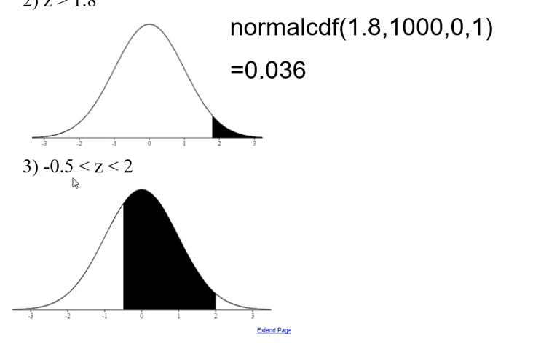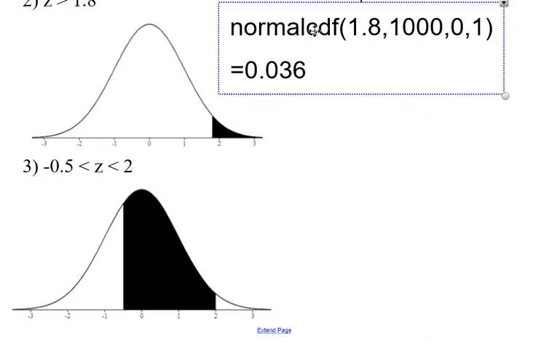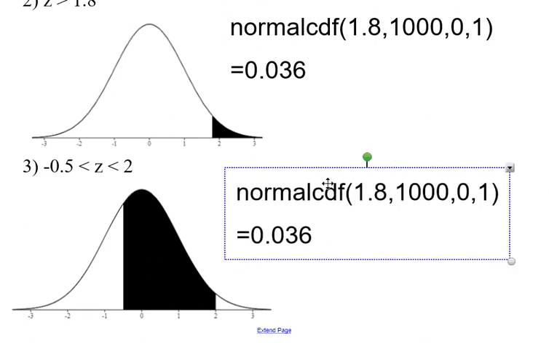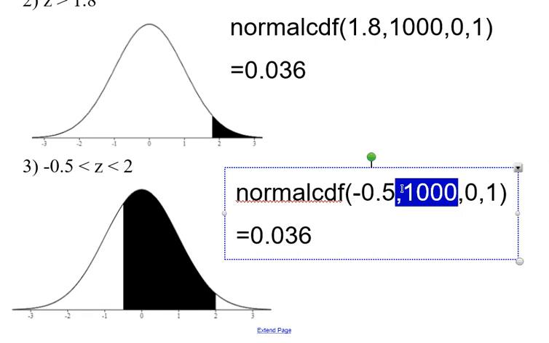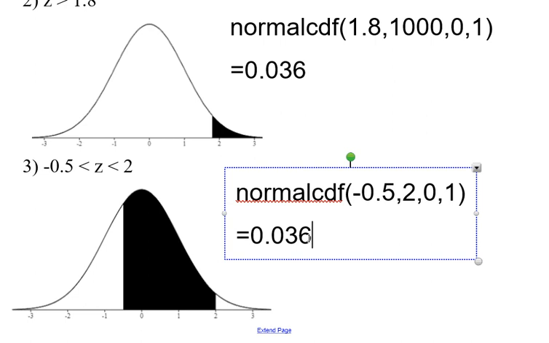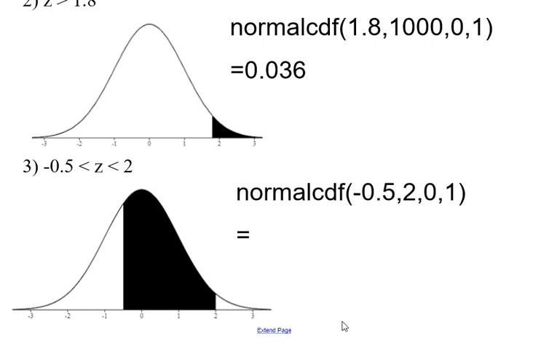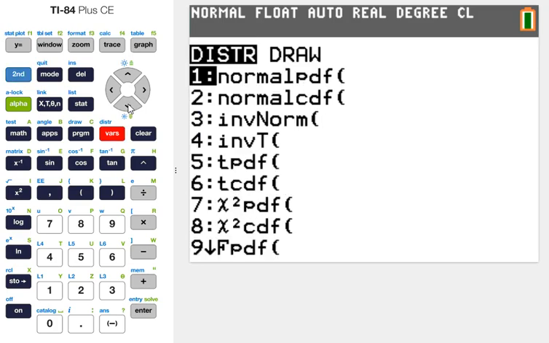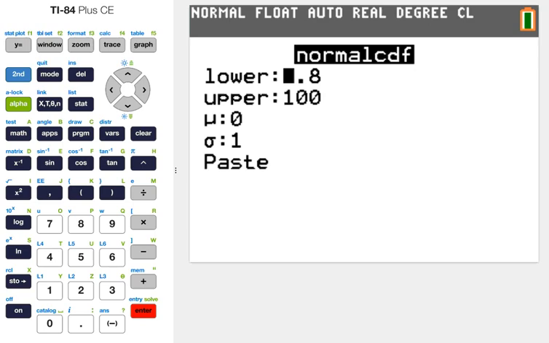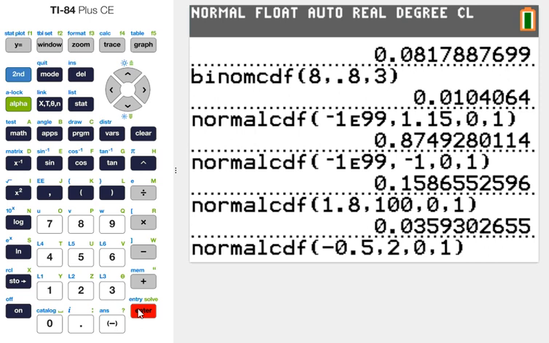What's the probability you're in between -0.5 and 2? So I grab normal CDF, far left bound, -0.5, right bound, all the way up to 2, 0 and 1. Find what the probability is, or the area, because these areas represent probabilities. Second distribution, normal CDF. Far left is -0.5. Far right is all the way up to 2. My mean is centered at 0, 0 standard deviations away from the mean. 1 standard deviation we're calling 1, because it's a standard normal.